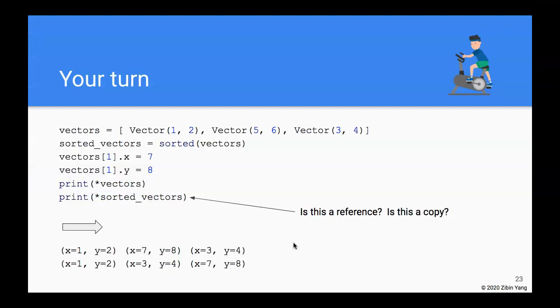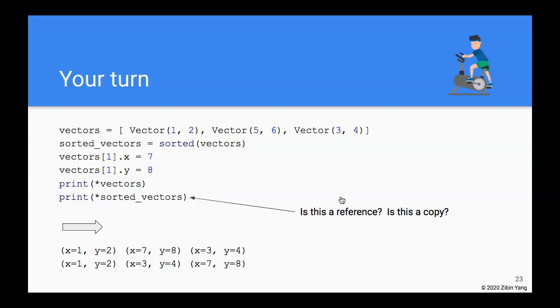So given what we just learned, I would like you to go back to our original question about the built-in function sorted and the list of sorted vectors that it returns. Is it a reference? Is it a copy of the original vector? So please pause the video and think about this for a moment.